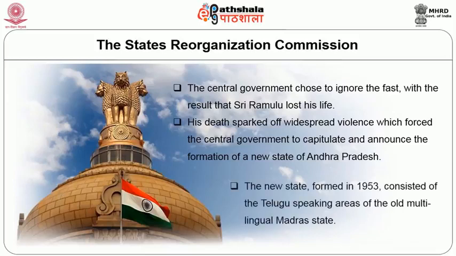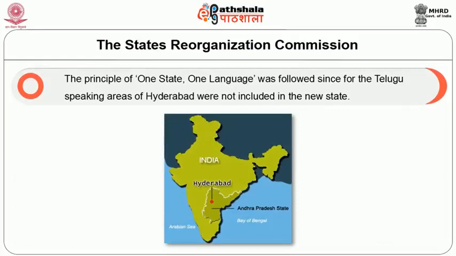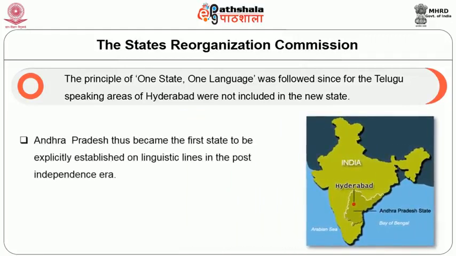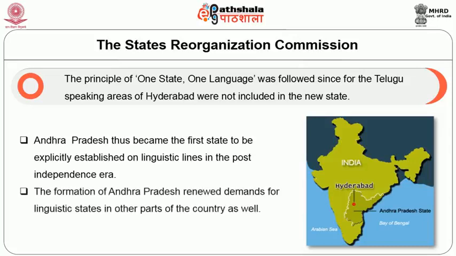The new state, formed in 1953, consisted of the Telugu-speaking areas of the old multilingual Madras state. In doing so, the principle of one state, one language was followed, since the Telugu-speaking areas of Hyderabad were not included in the new state. Andhra Pradesh thus became the first state to be explicitly established on linguistic lines in the post-independence era. The formation of Andhra Pradesh renewed demands for linguistic states in other parts of the country as well.